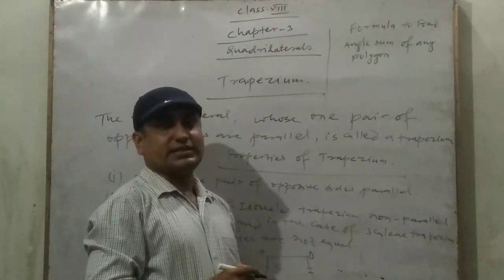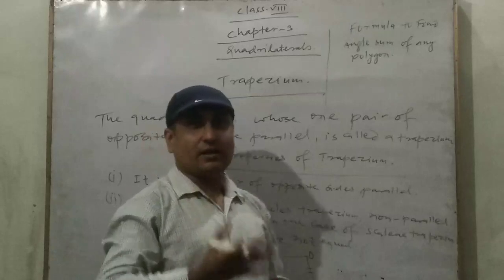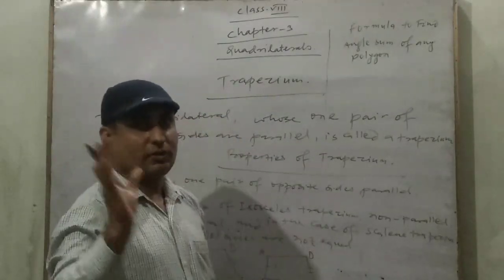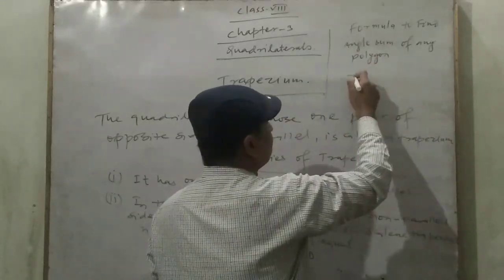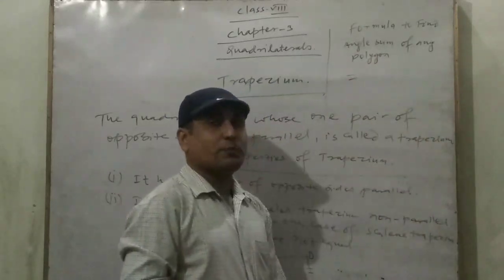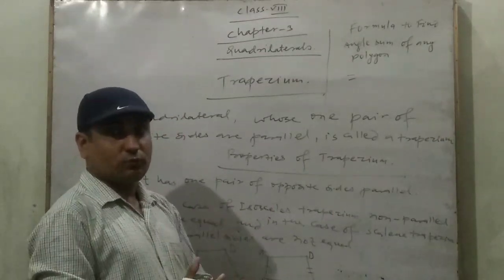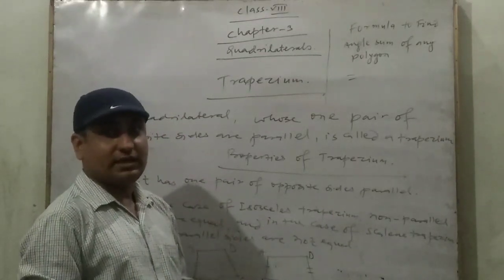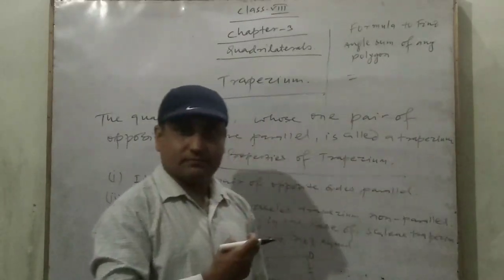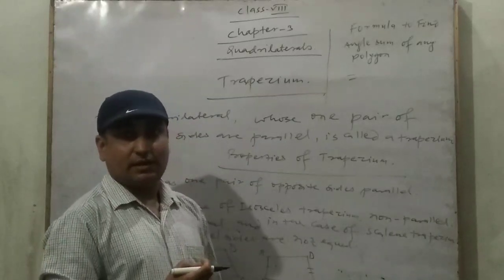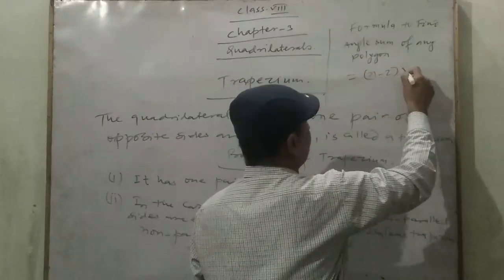For any polygon, whether it is a triangle or more than a triangle, quadrilateral, pentagon, hexagon, heptagon, anything, if you need the formula by which you can find the angle sum, the total of its angles, then if you remember the number of sides, you can find it. If the number of sides is n, then the formula is (n minus 2) into 180 degree.